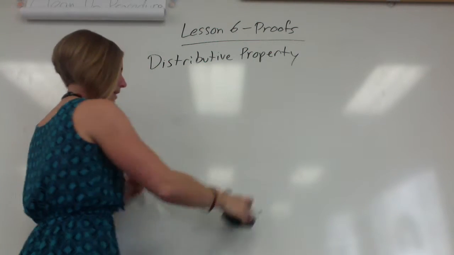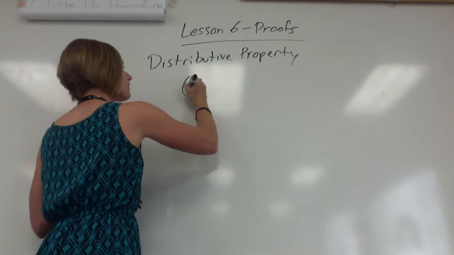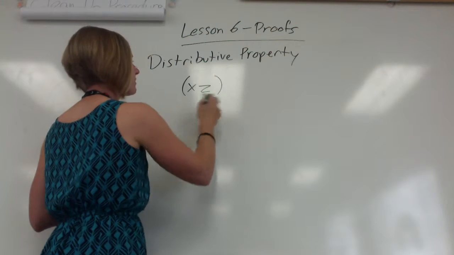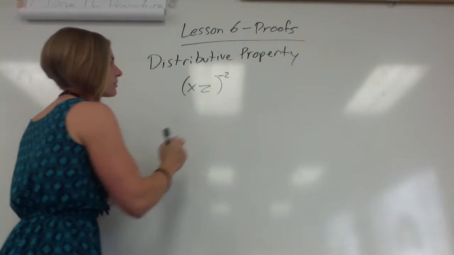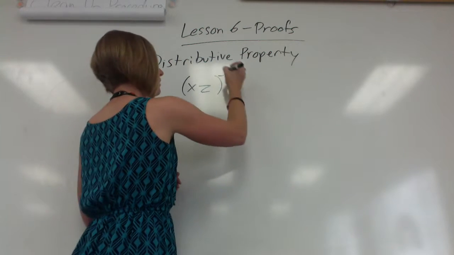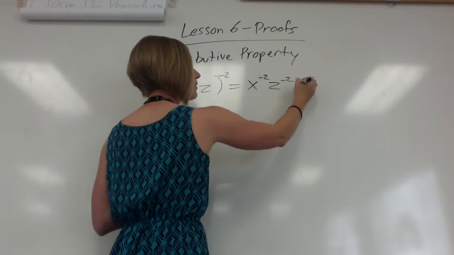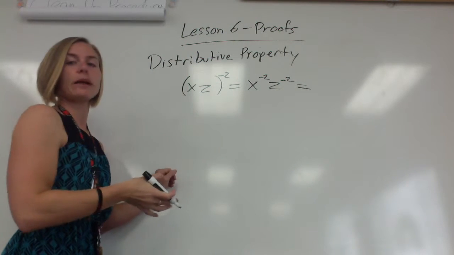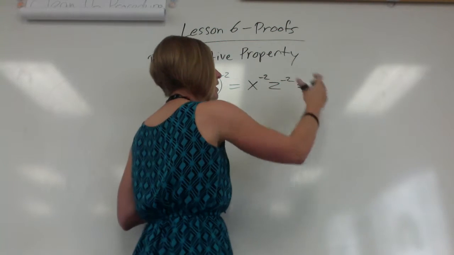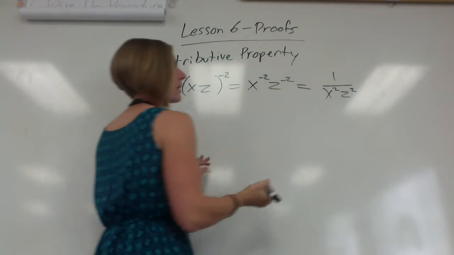Let's take a look at a negative. So let's say I had, I don't know, let's change it up, xz to a negative 2. Okay, distributive property says we put the negative 2 on each of those, so x negative 2, z negative 2. We can't leave those there, we have to move them so that they become positive. Since they're both negative on the top, we move both to the bottom, 1 over x squared and z squared.